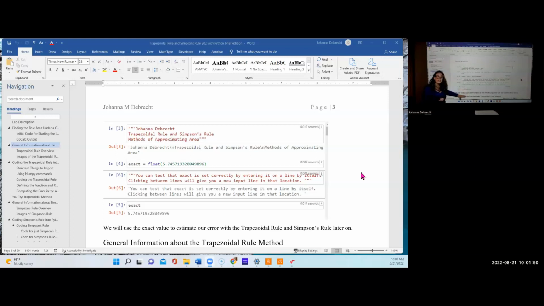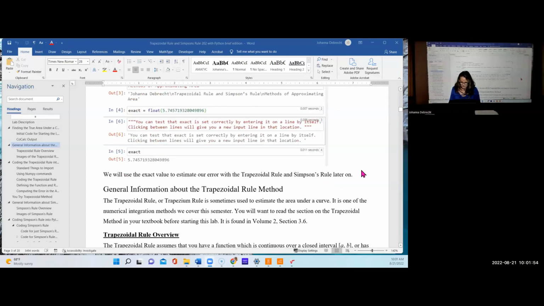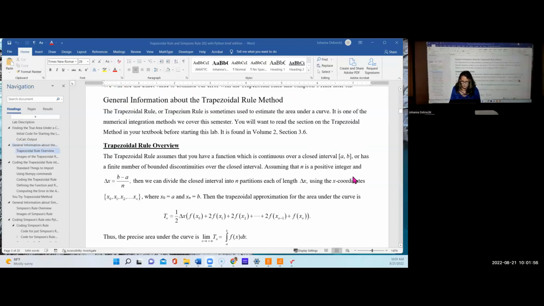So you know that it has stored that value inside of exact. Now let's review for just a moment what the trapezoidal rule does. Again, the trapezoidal rule is approximating the area under a curve.